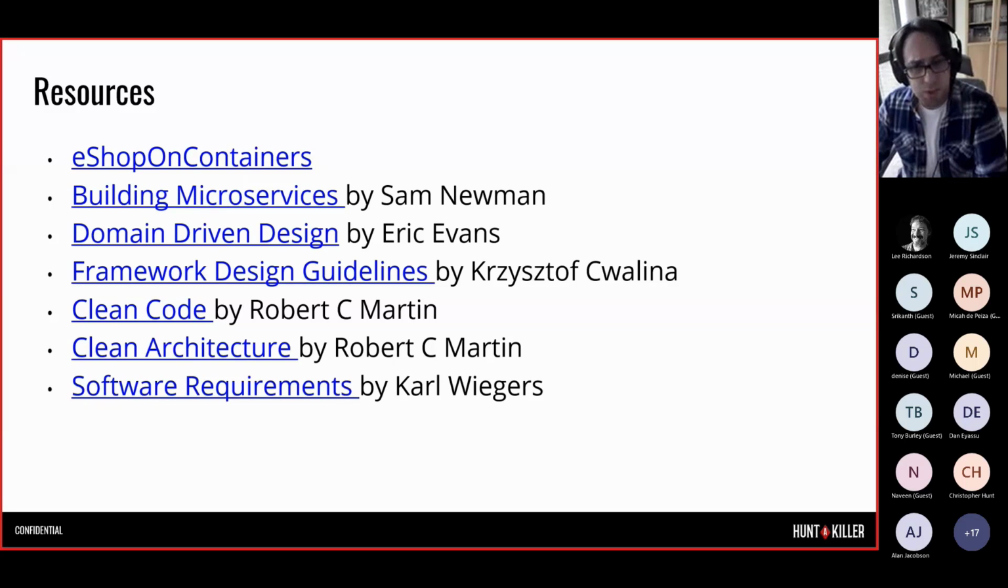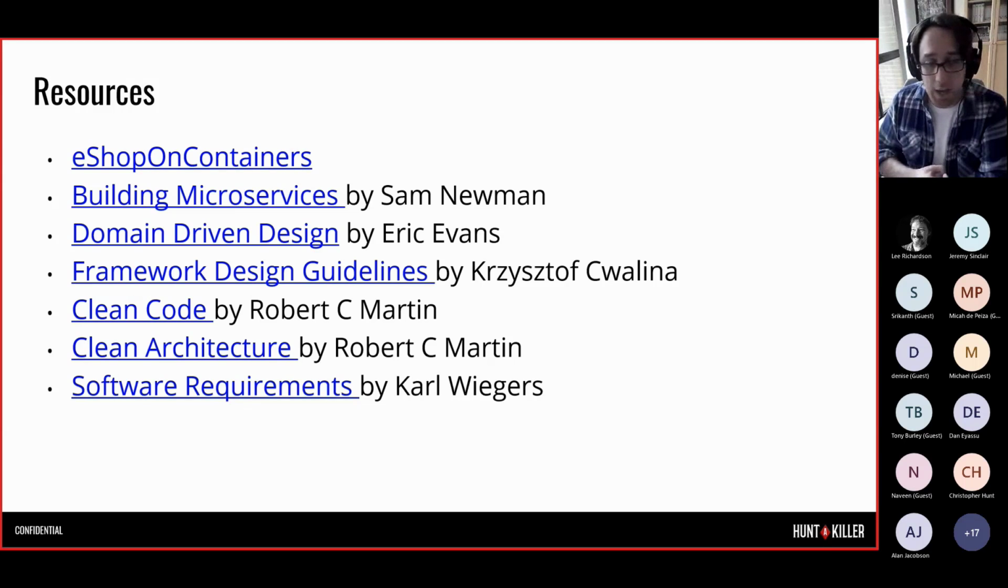So just some resources that I'd love to share. A couple of these are books which I've already kind of mentioned. The first one is eShop on Containers. This is Microsoft's e-commerce system that has been built on top of microservices running in containers in Docker. This is an extremely valuable reference architecture for anybody who is interested in microservices.